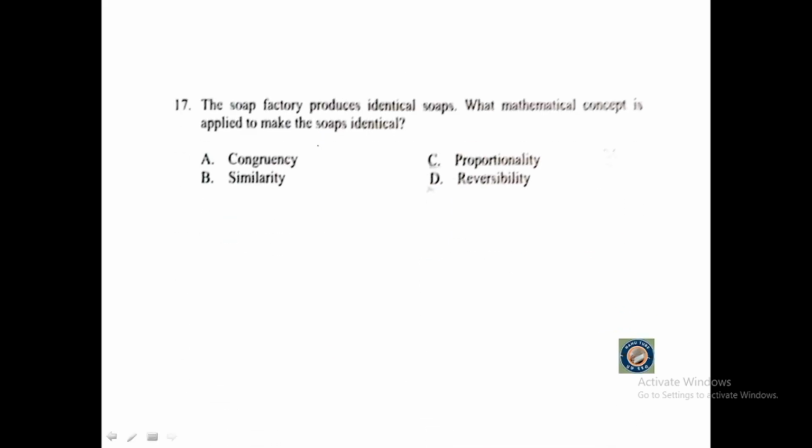Question number 17. The soap factory produces identical soaps. What mathematical concept is applied to make the soaps identical? A. Congruency, B. Similarity, C. Proportionality, or D. Reversibility. The answer is congruency. Objects that are identical in both shape and size are congruent.